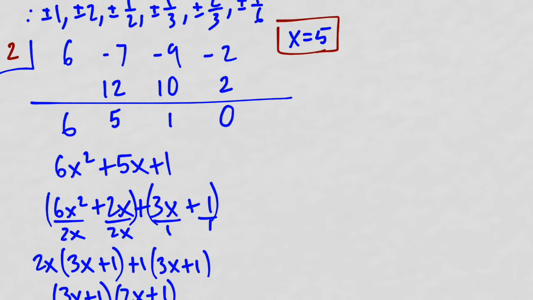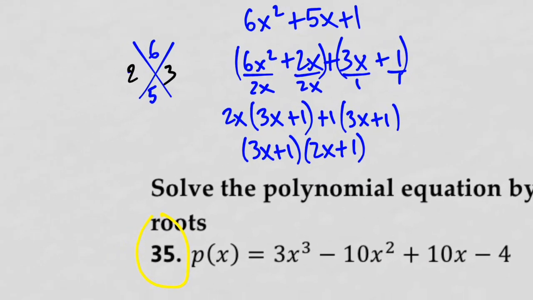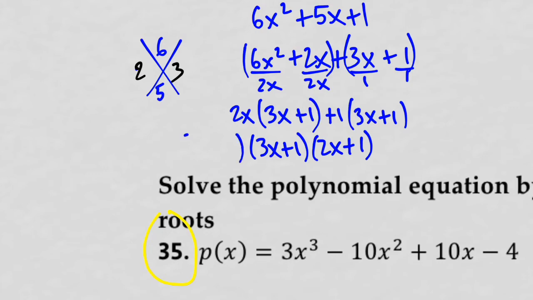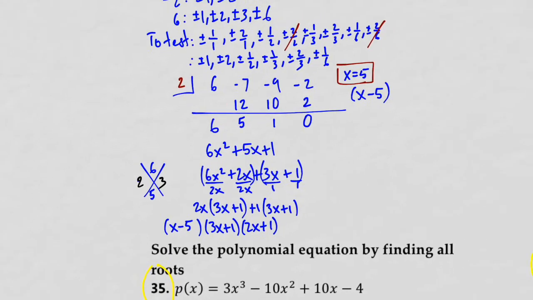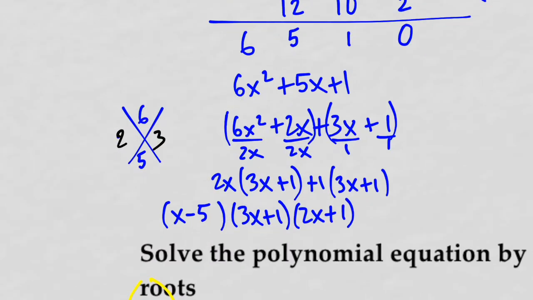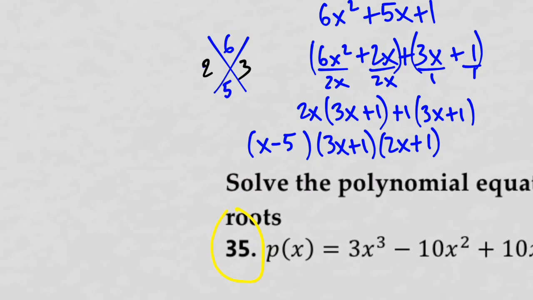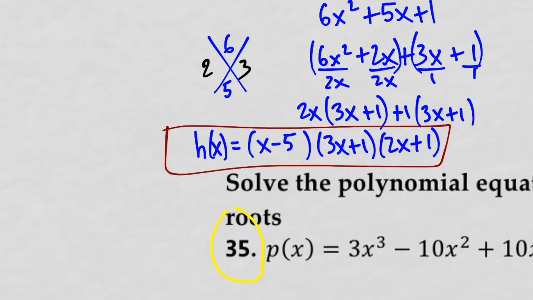And the other one that we had already found, which is x equals 2, gives us x minus 2, right? The factor that gives us that 0 is x minus 2, so let's not forget that one. Put that one here, and now we're done. What is this one called? H of x. So we're going to write h of x equals, and that is our factored form.